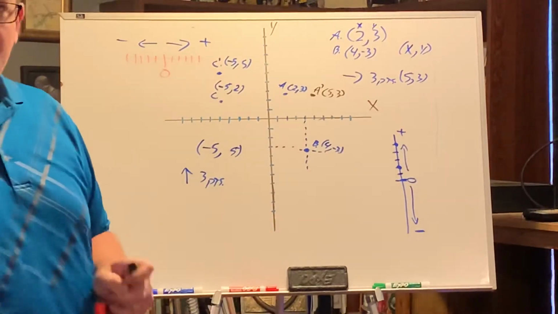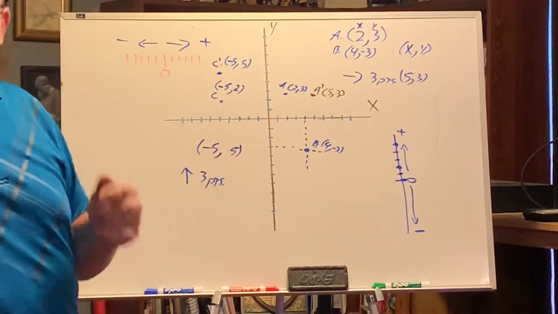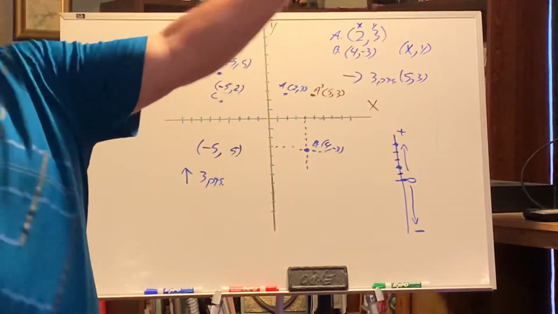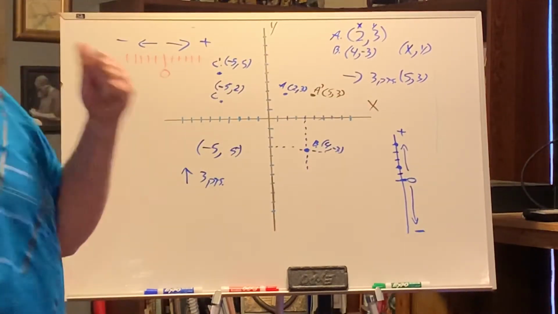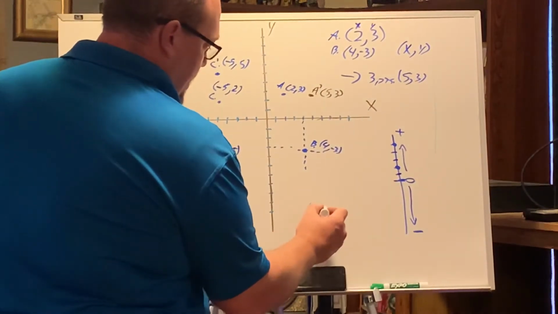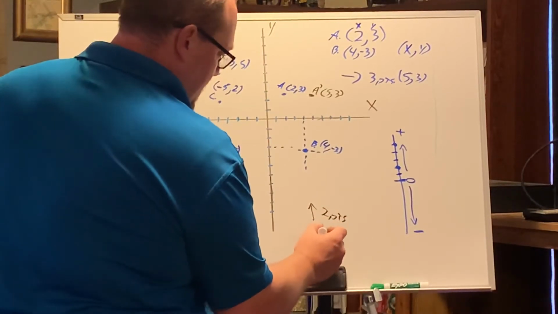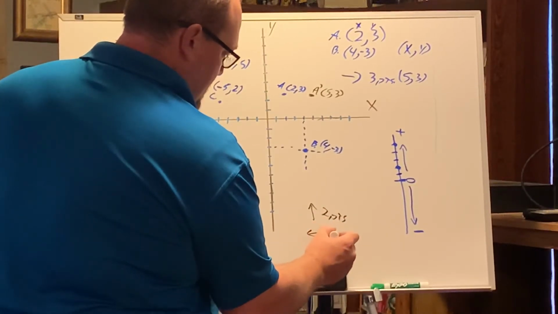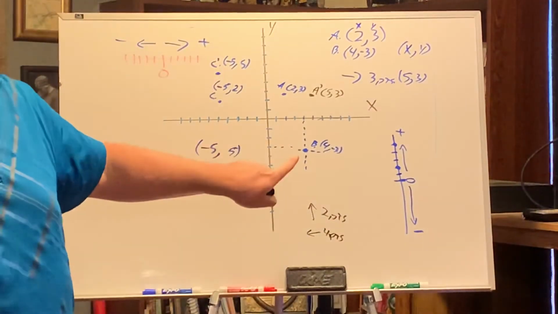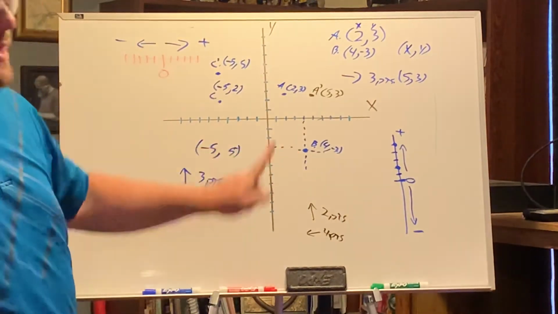Now let's try one a little bit more complicated. For point B, let's move B twice. We're going to go up, and then we're going to go left. Up, then left. Okay, so our directions are going to be this: up 2 points, then left 4 points. So from B, we're going to go up 2.